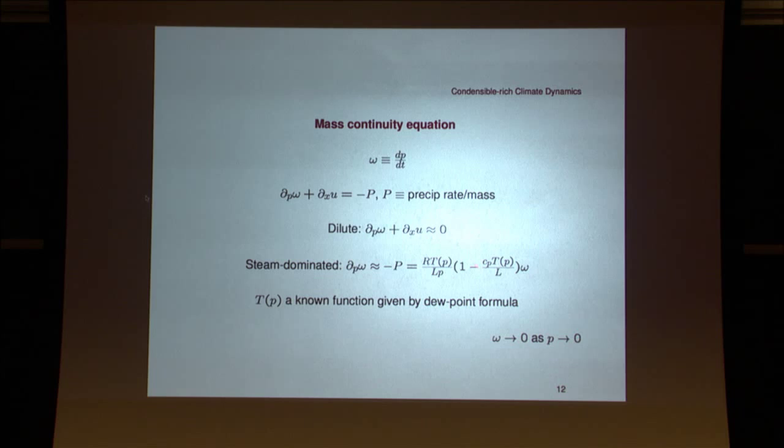And so even if omega is non-zero at the ground, meaning you're feeding mass up into the atmosphere for one reason or another, you don't actually need compensating subsidence somewhere else to balance that. It's balanced by the precipitation itself. So the mass continuity itself is degenerate in that sense. It will support any solution with any amount of precipitation and vertical flux. You have to close the problem through other means.